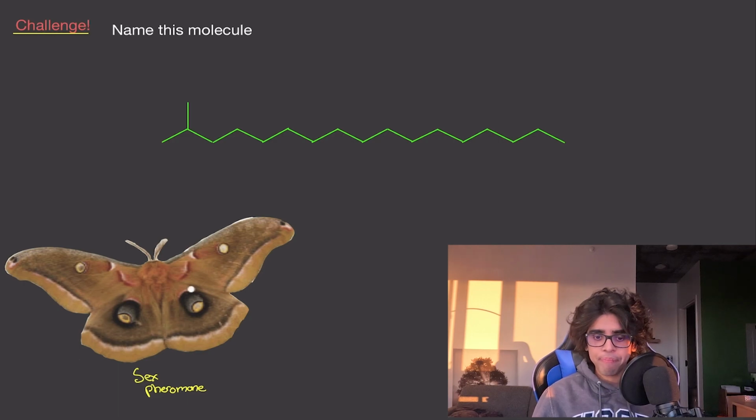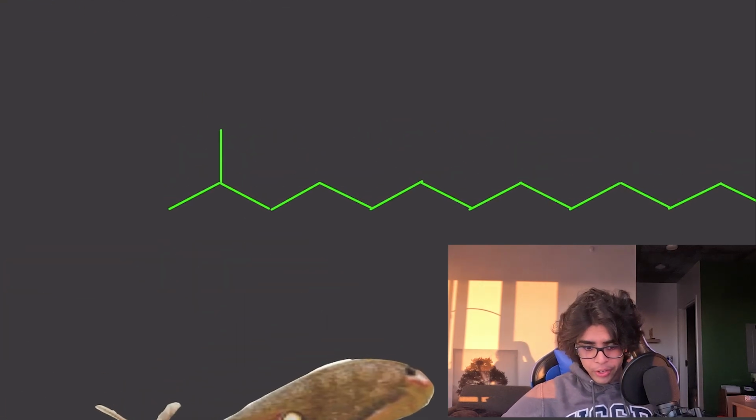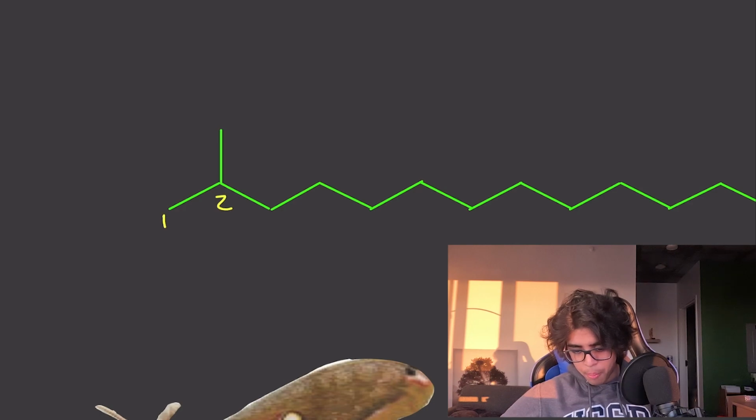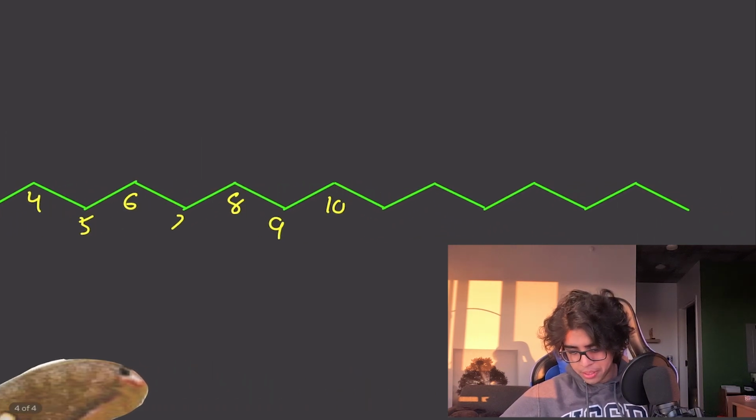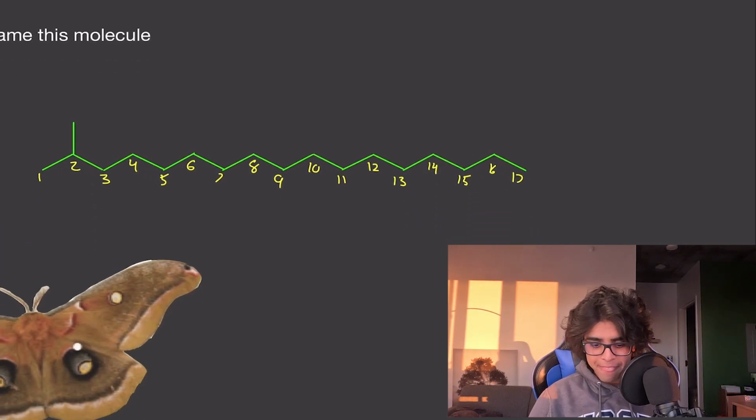So what's the first step? The first step is, number 1, name the parent chain. So this parent chain has 4, 5, go back to kindergarten here. If you recall your kindergarten knowledge, you've got to number all of these carbon atoms. This parent chain has 17 carbon atoms. Oof, pretty big. So how do we name the parent chain?